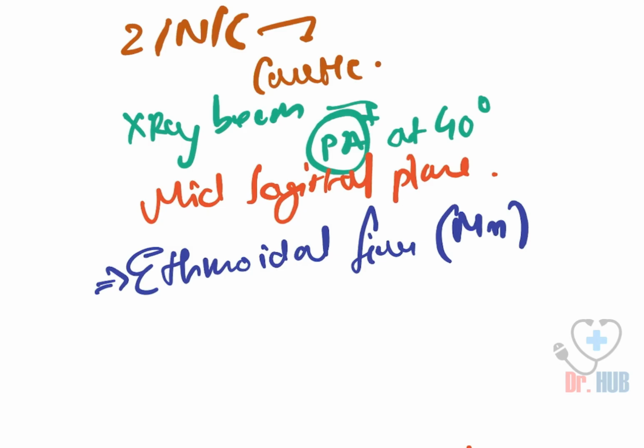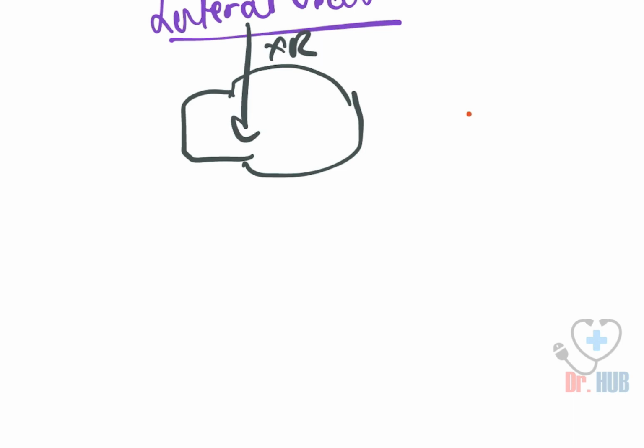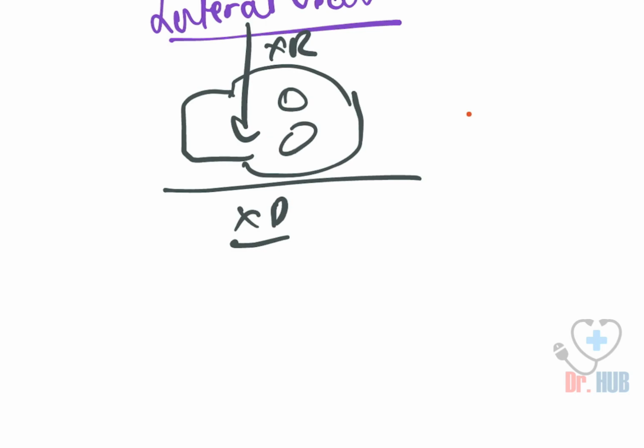Post this, we go to the lateral view. Under the lateral view, this is the skull. The X-ray beam comes from this direction and the X-ray detector is present here. So in this case, the lateral side of the skull lies against the film.